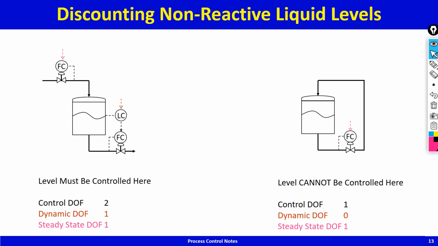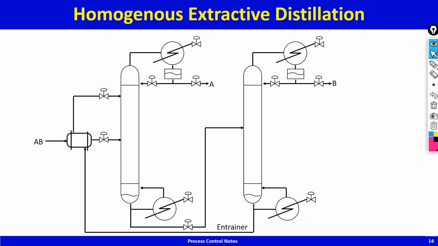Alright, and a very interesting example of closed loop circulation we'll discuss next. Homogeneous extractive distillation. Now let me explain the process to you. You've got a binary mixture AB. It is preheated, fed into the extractive column. This is called the extractive column. And this is called the solvent recovery column.